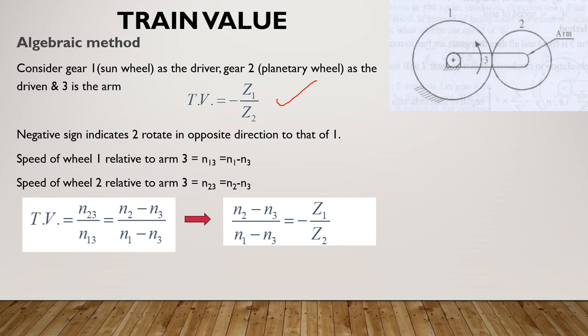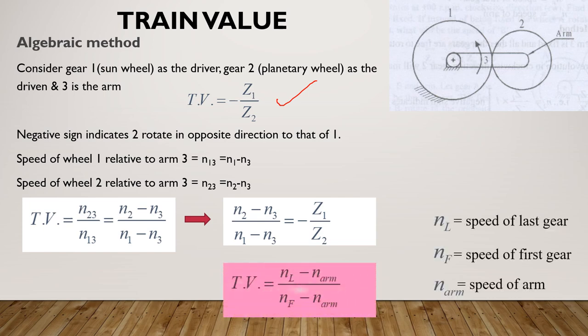Okay, so this is how you equate and calculate the train value. It may be in terms of speed, or it may be in terms of number of teeth. If I see in terms of speed, you can see here n2 minus n3 divided by n1 minus n3. What is this? n2 is nothing but the last gear, and n1 is the first gear. So in general, it is NL, the last gear, minus the speed of arm, divided by speed of first gear minus speed of arm. This is the general expression to calculate the train value.